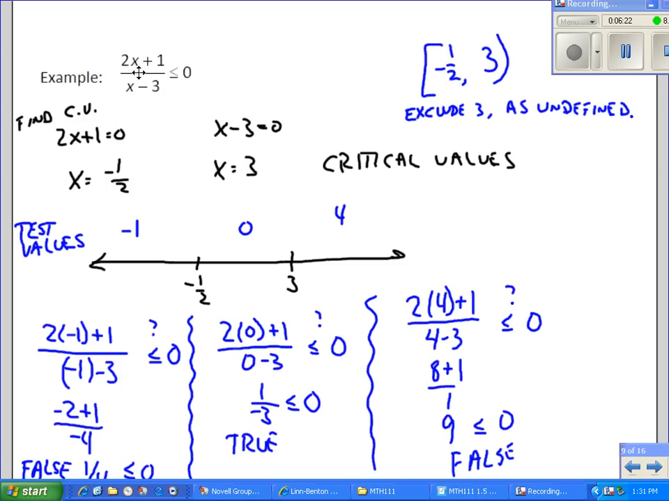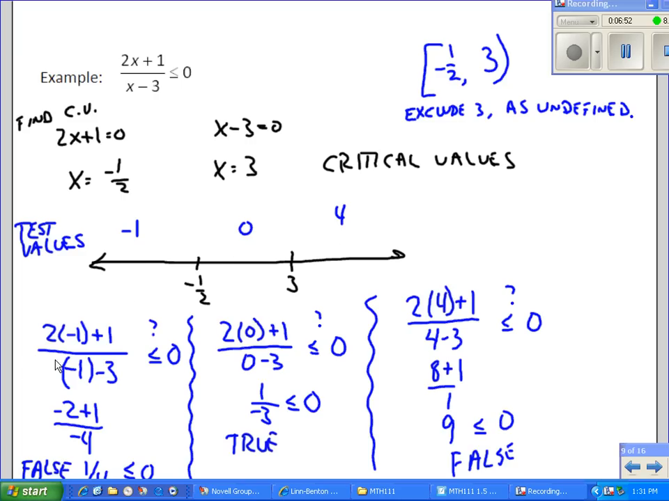Okay, so I've got (2x plus 1) over (x subtract 3) is less than or equal to 0. So we've already got the 0, and we've already got a single denominator. So to find the critical values, we let the numerator equal 0 and get one critical value, and let the denominator equal 0 and get another critical value. So -1/2 and 3 are our critical values. So taking the 2 critical values, we've got our 3 regions. We've picked an arbitrary number in each of the 3 regions.